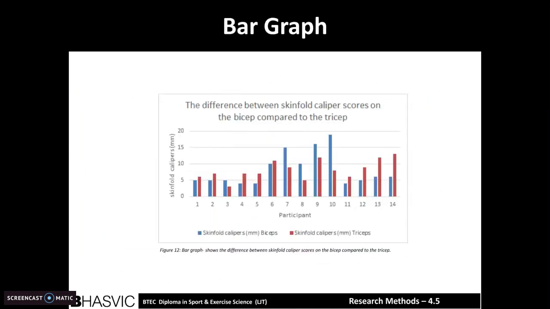A bar graph can be shown to present data as well. A bar graph simply states the results that the independent variable had on the dependent variable. So in this example, the dependent variable was the skinfold caliper scores, because that's what the researcher was measuring. However, the independent variable is the participants, as the researcher changed the participant to see if there were any changes in the score. Therefore, the graph represents what it's supposed to.